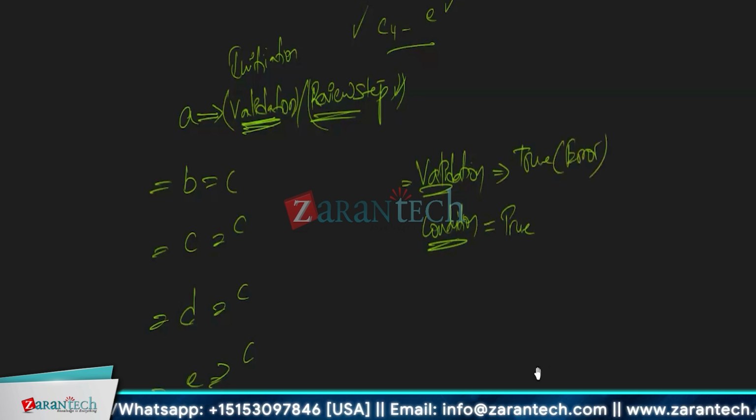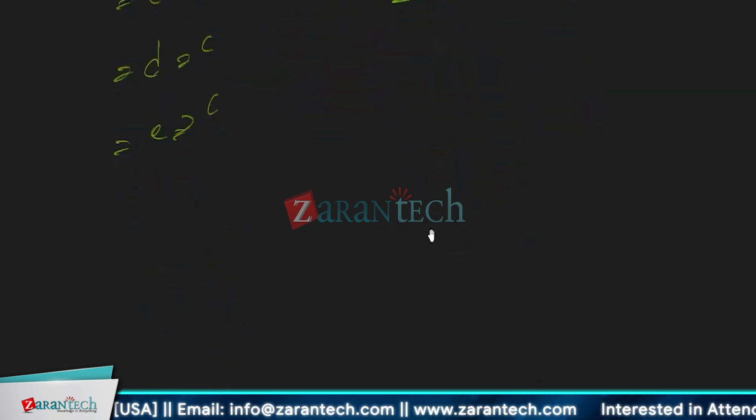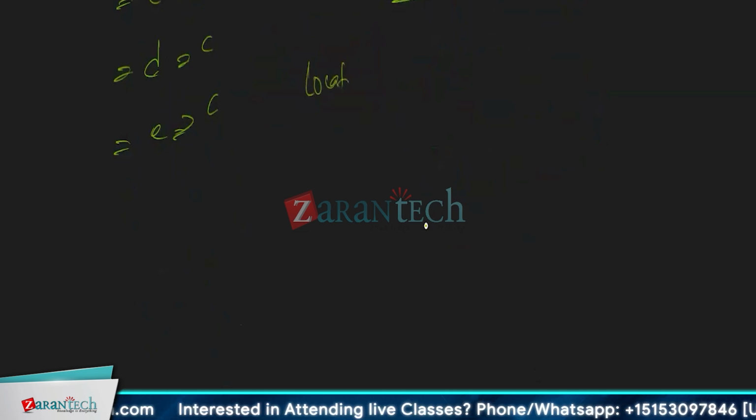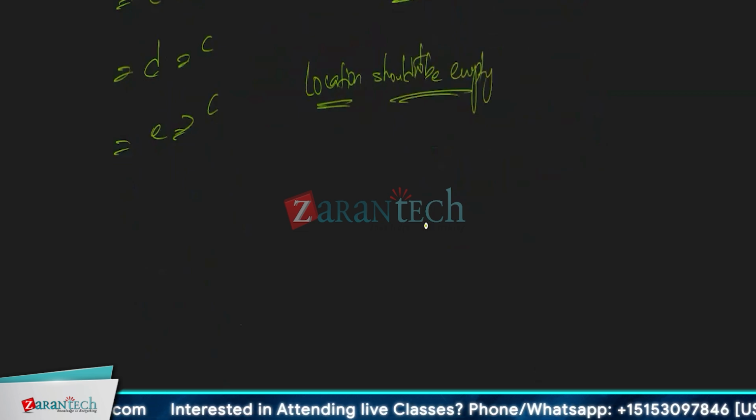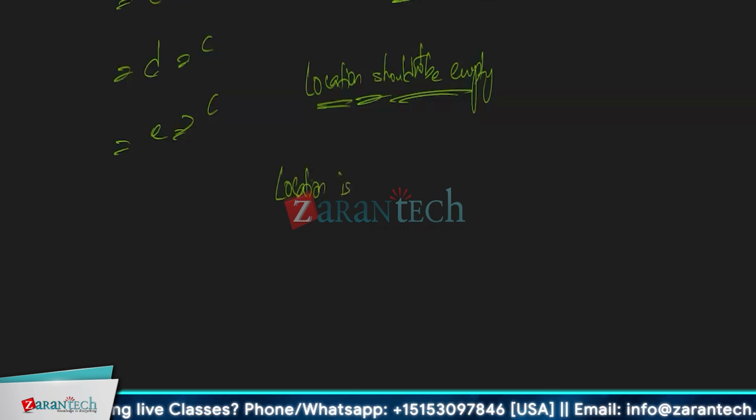Okay, let me explain this. Let's suppose I want to add a validation that says the location is never empty. So the requirement is that when you are creating a position, location should not be empty. This is the validation that I want to create. Whenever I create a position, I always want the location to be not empty. So how will you create the validation? I will create a validation that says location is empty.